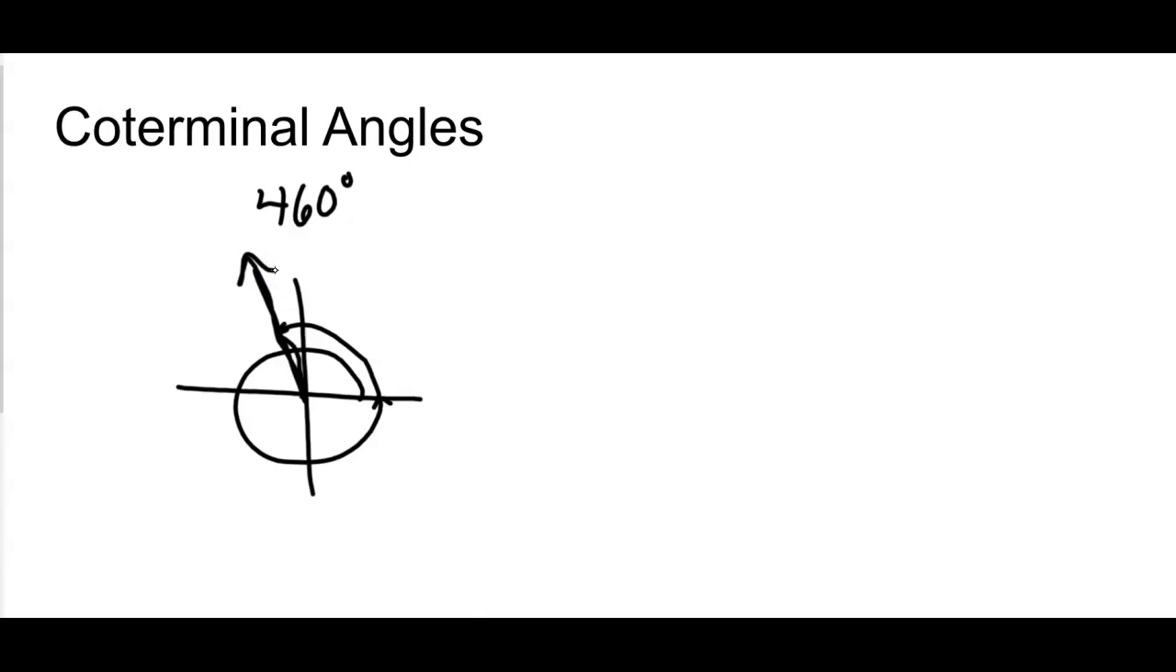Well, a lot of times we want to know then the coterminal angle. The coterminal angle would just be, you're taking out that trip around the circle, and it's just going from the x-axis to the terminal side. So the coterminal angle of 460 degrees is 100 degrees. And we get that by taking out how many times we went around the circle. You can also do it in a negative direction.